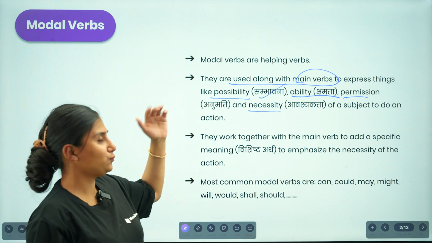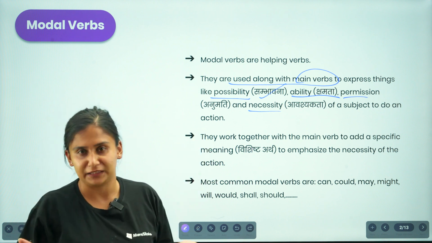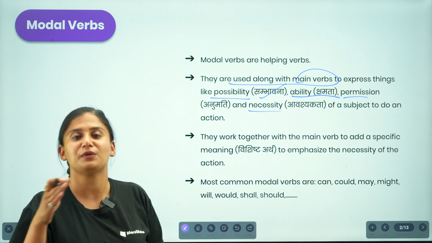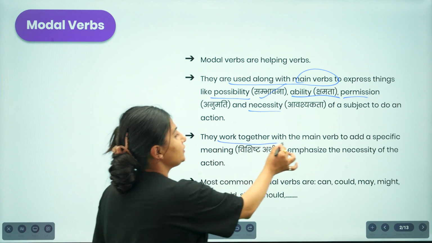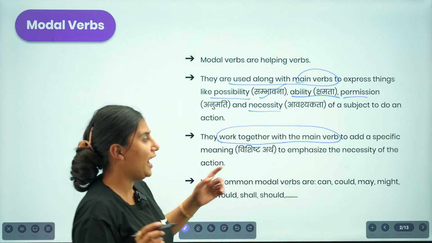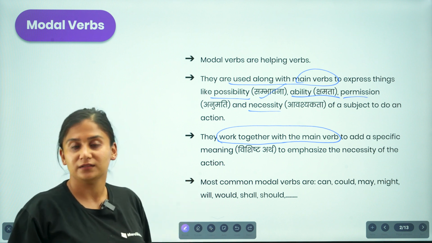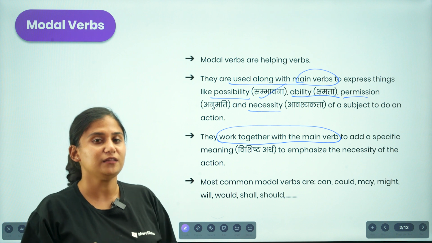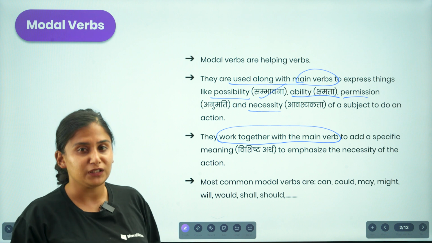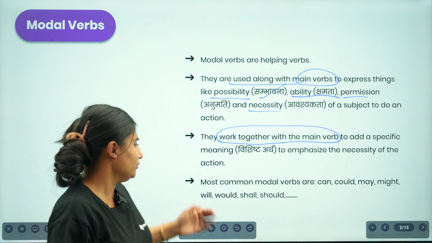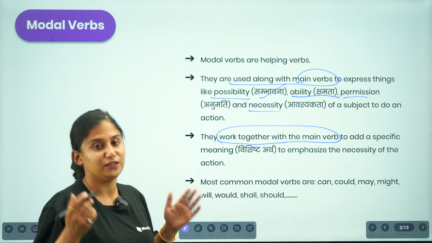So by this point you might have already known that modal verbs can't work independently. They are dependent on the main verb in order to generate the meaning. Of course, they work together only with the main verb in order to add specific meaning. They need the help of a main verb in order to produce the effective meaning of a sentence. Now the most common modal verbs are can, could, may, might, will, would, shall, should.